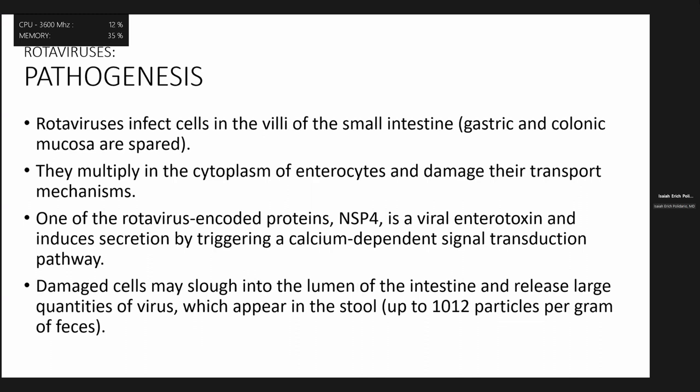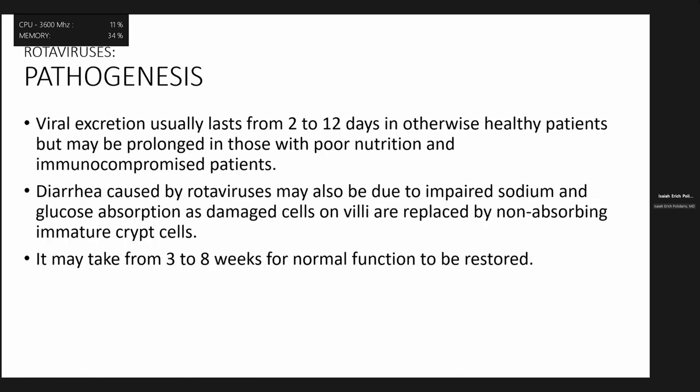For pathogenesis, they infect the cells in the villi of the small intestine, while the gastric and colonic mucosa are spared. They multiply in the cytoplasm of enterocytes and damage their transport mechanism. One of the rotavirus-encoded proteins, known as NSP4, is a viral enterotoxin which induces secretion by triggering a calcium-dependent signal transduction pathway. Damaged cells may slough into the lumen of the intestine and release large quantities of virus, which appears in the stool at up to 10^12 particles per gram of feces. The excretion of this virus usually lasts from 2 to 12 days in otherwise healthy patients, but it can be prolonged in those with poor nutrition and in immunocompromised patients.